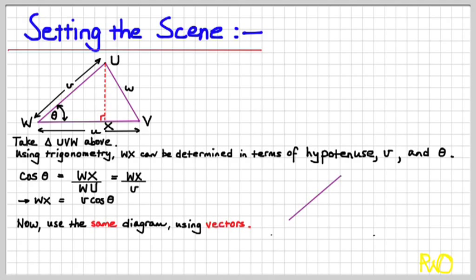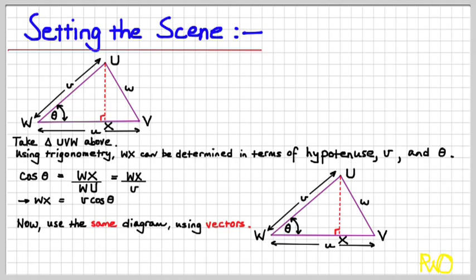Here it comes. There's my triangle. That's the triangle we've got above. Nothing different there. Everything's the same at this point. But now I'm going to transform it. You watch. So that V and U are going to become vectors. There it is, right? You got it?